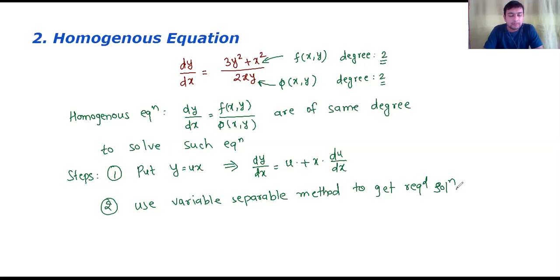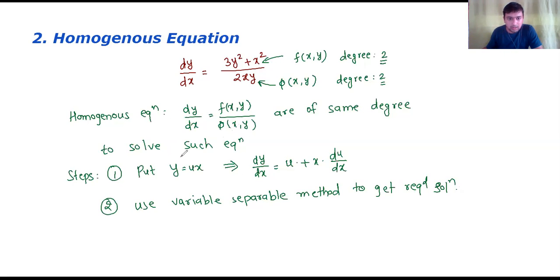Okay, you got this point. What is a homogeneous equation? Homogeneous equation means the degree of the numerator must be equal to the degree of the denominator. So if they are of this form, dy by dx is equal to f of x, y upon phi of x, y, then to solve such a homogeneous equation, what do you have to do?